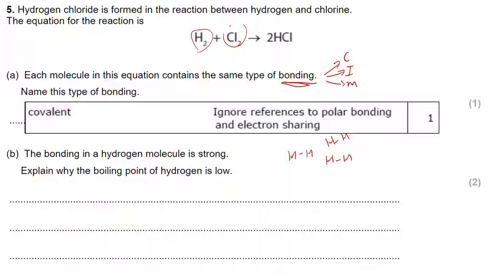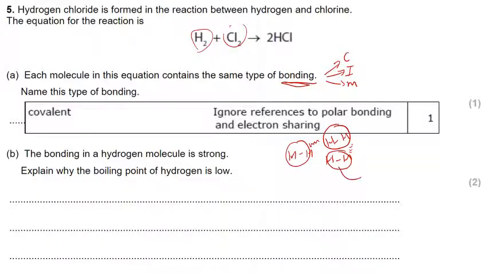Now, in between these molecules there is a force, and they're called intermolecular forces. Those intermolecular forces are very weak. They can't hold the hydrogen in a fixed position like in a solid. So when it says explain why the boiling point of hydrogen is low, that's because the intermolecular forces between the molecules are weak, and that's what's broken in our state change.